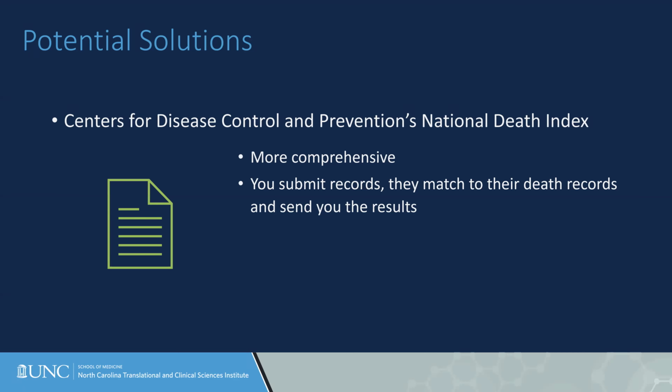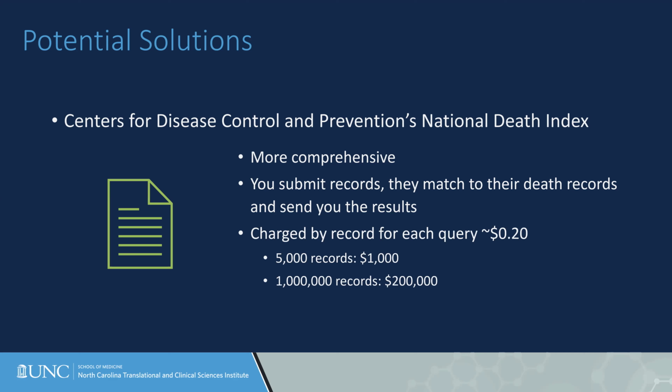What you'll do is you'll submit the identities for all the records you have that you're interested in. CDC will match them to their death records and then send you back the matching results. This is also not free, it's done at a cost. I'm simplifying their cost structure here for the purpose of illustration, but roughly speaking, it's going to cost you about 20 cents per record that you're trying to match with them for a given query. So if you're working in a smaller scale study, maybe you only have to match about 5,000 records, that's around $1,000, and maybe that's something you can budget for.